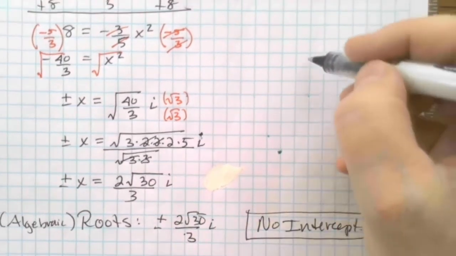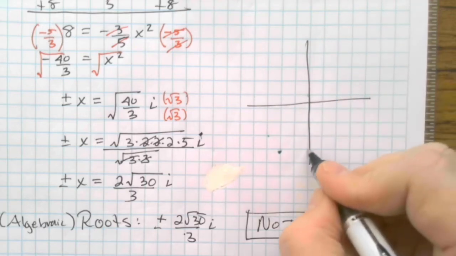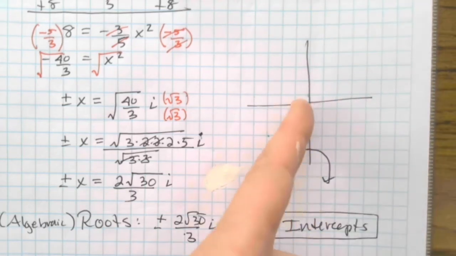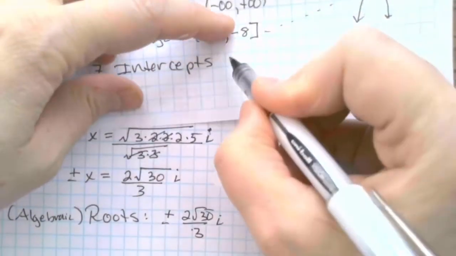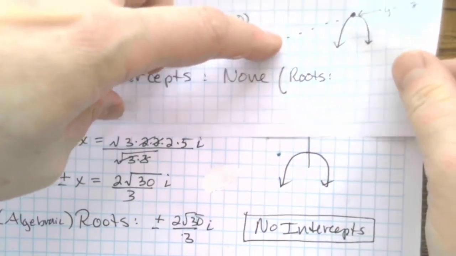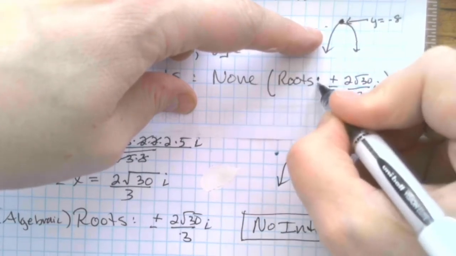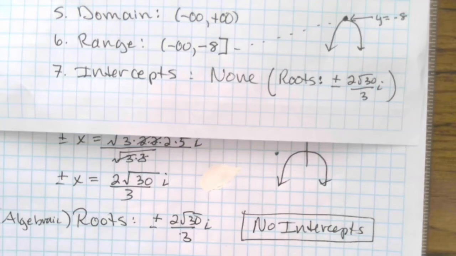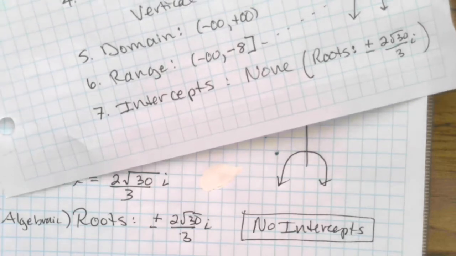Which just means that our graph is opening downward at y 0, -8. So you've got a graph going that way. It's pretty obvious it's not going to cross the x-axis, so that shouldn't be any shock to you. So for intercepts, you would want to say there are none, but then you would say there are roots. And the roots are plus and minus 2 radical 30 over 3i. But there are no actual intercepts. So that's how you do your homework. You do not have to graph. It's just doing the data list.